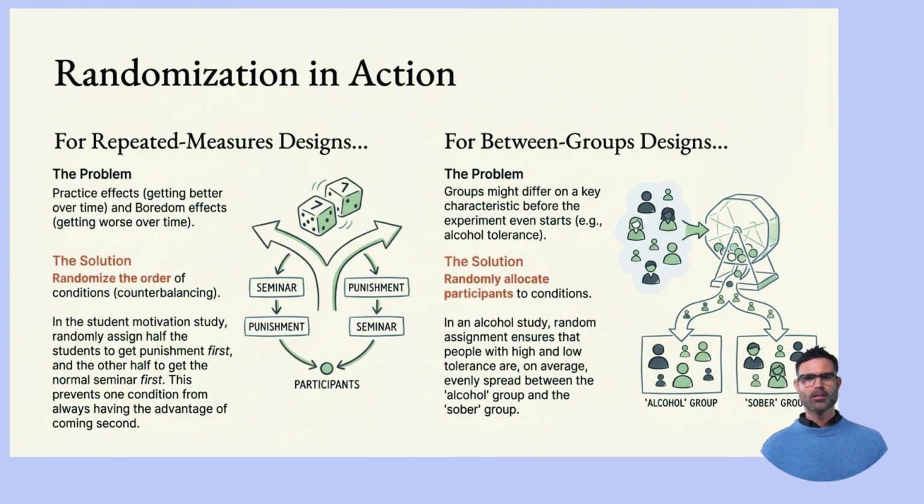Randomization looks different depending on the design. In repeated measure studies, the problem is practice or boredom effects across time. So the solution is to randomize or counterbalance the order of conditions so no condition always benefits from coming first or second. In between group studies, the problem is that groups may differ on key characteristics before the study even starts. So the solution is random allocation of participants to conditions to balance those characteristics on average.